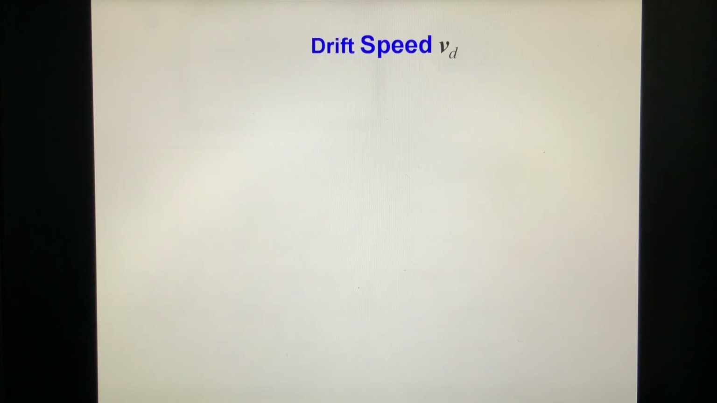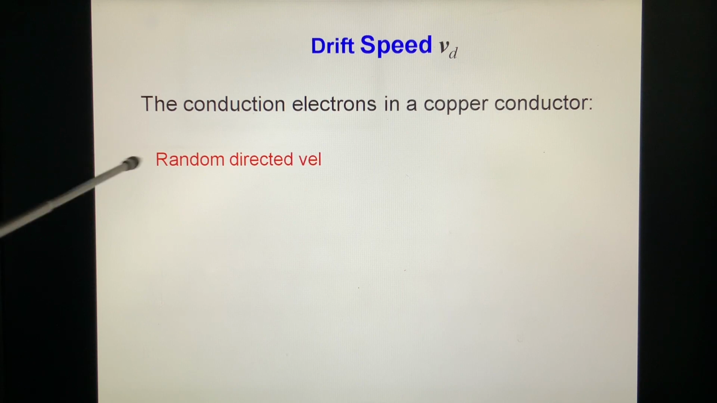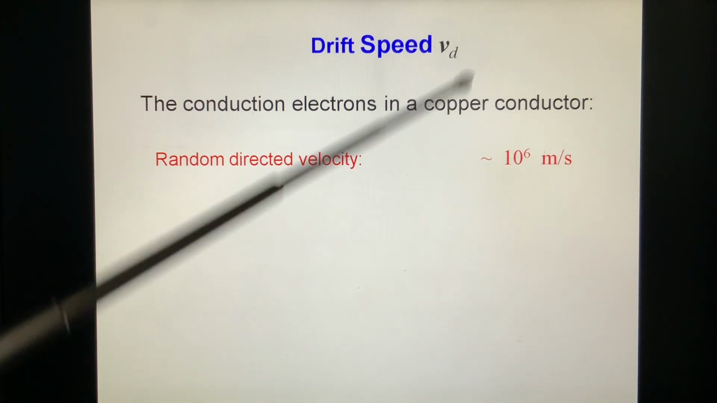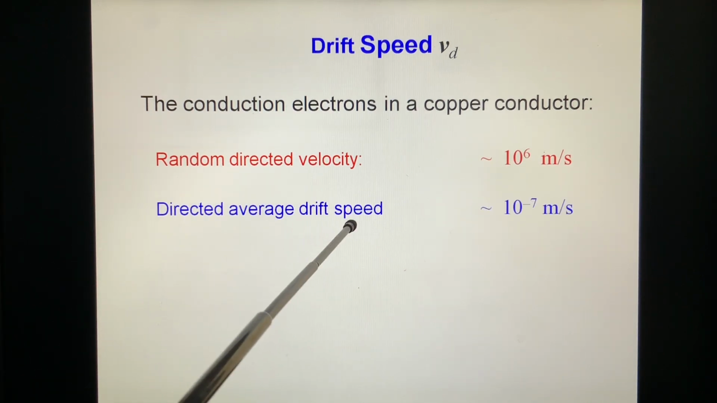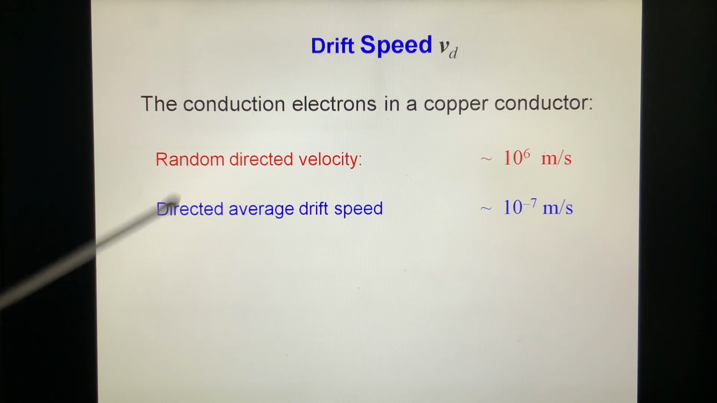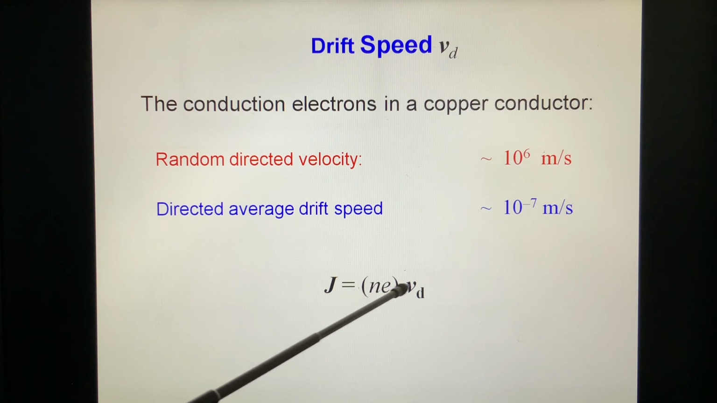Drift speed, Vd. The conducting electrons in a copper conductor have a random velocity of about 10 to the 6 meters per second. Huge. It's random, so the average velocity is 0. And you have a drift average speed of about 10 to the minus 7, much smaller than this one. This drift speed is responsible for the current. We can prove it later. The current density J equals n e v drift, where n is the charge carrier number per unit volume and e is the electric charge of an electron.